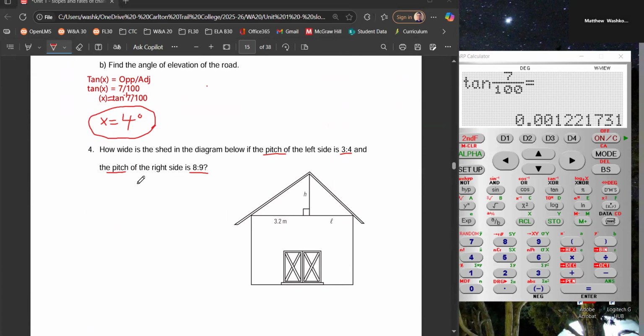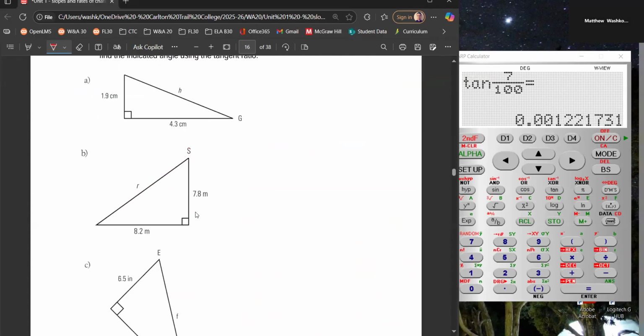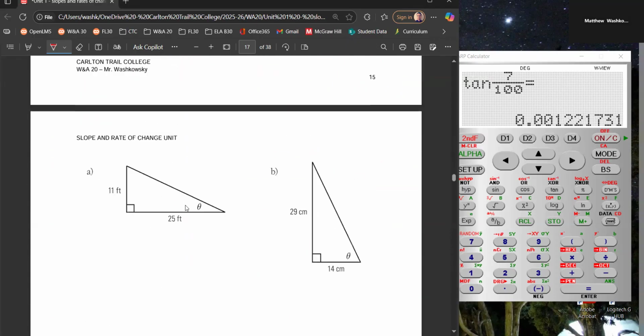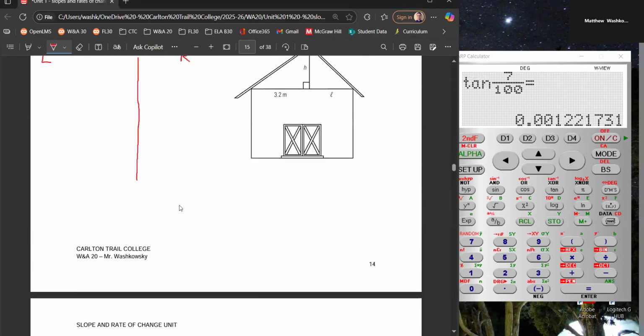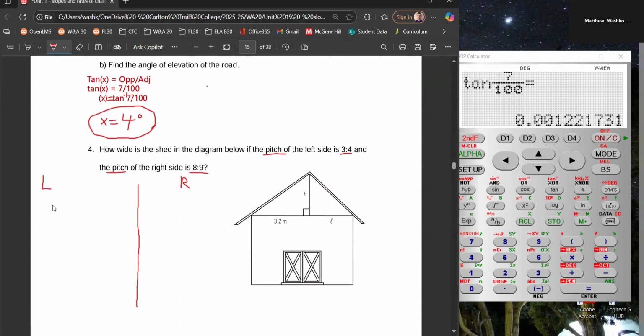So this is where we're going to be doing exactly what we were doing the last lesson, which is start with what we know. I'm going to separate these. I'm going to put the left side over here and then the right side. On the left side, it's 3 to 4. Think about what we looked at last lesson. Start with what I know. I know I have a pitch of 3 to 4.